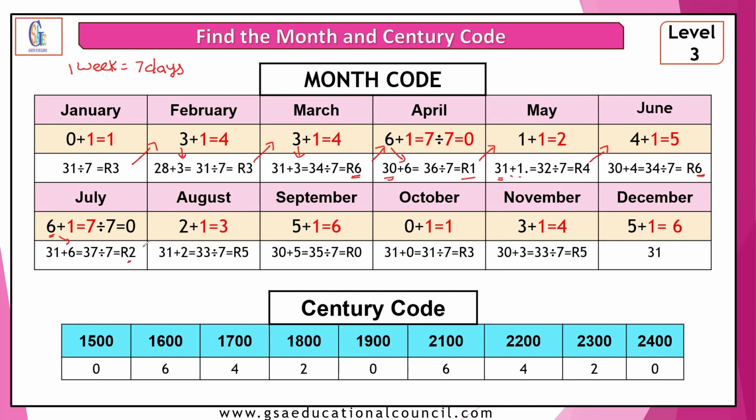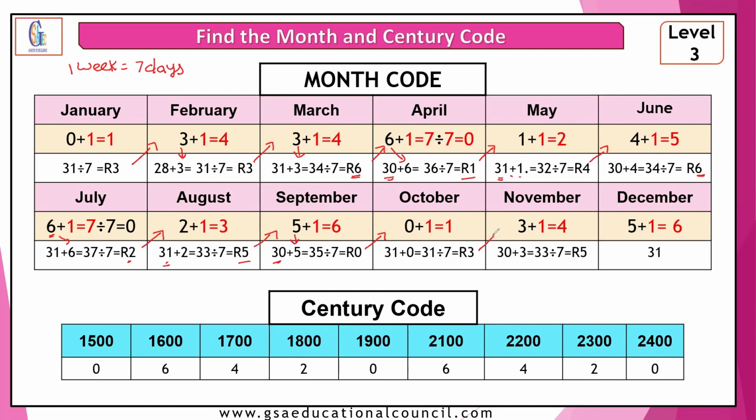Now write this remainder down in the month of August, 2. In August there are 31 days plus 2, that is 33. 33 divided by 7, the remainder is 5. Write down 5 on the month of September. In September there are 30 days plus 5, that is 35, divided by 7, and the remainder is 0. So write this 0 on the month of October. 31 plus 0 is 31, 31 divided by 7, the remainder is 3.